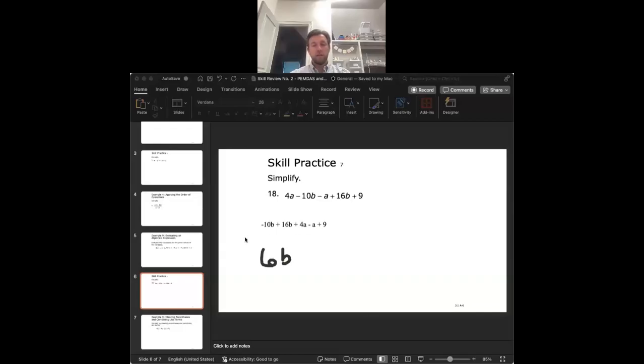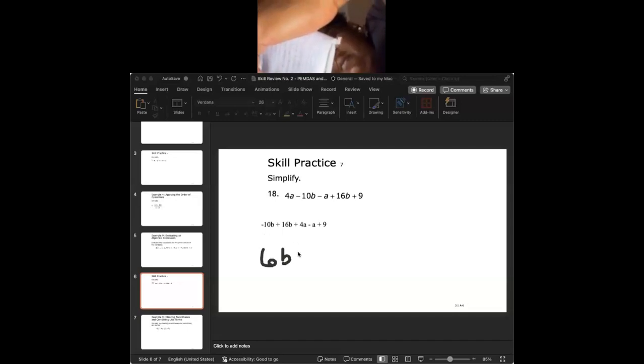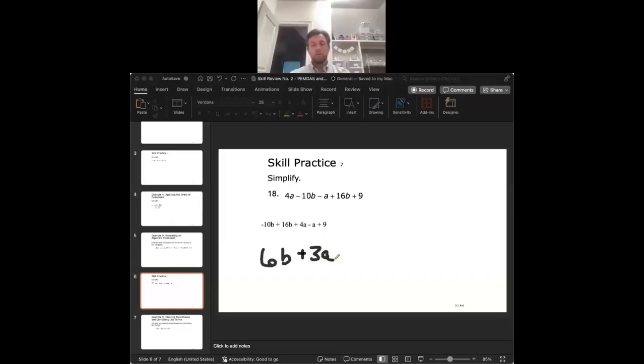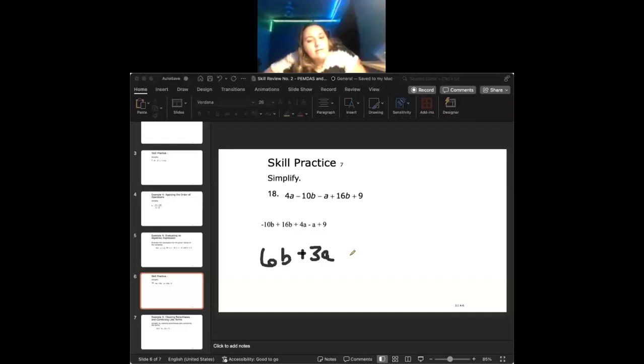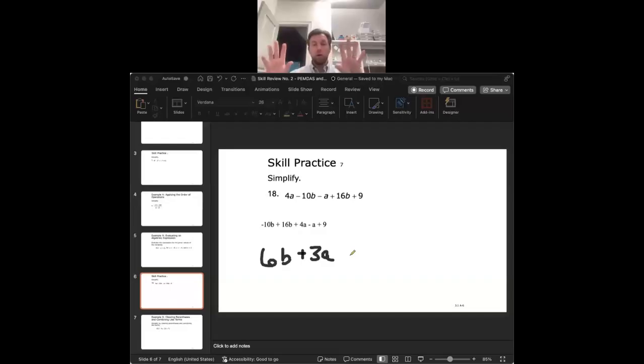4 minus 1. 4 minus 1A gives us what? 3. I didn't hear, but I heard someone say negative, but 4 minus 1 is 3. Plus 9. And then plus 9.